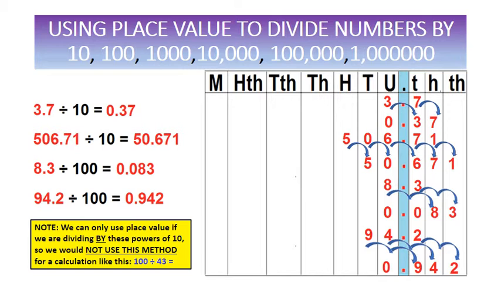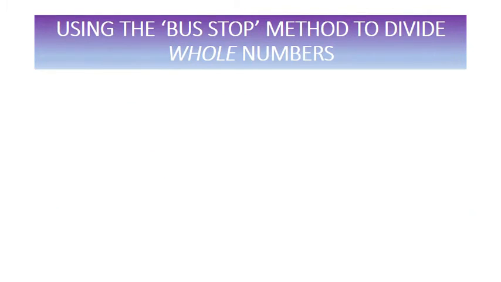There's just one more thing to say here. It's really important that we only use this method if we're dividing by one of these powers of 10. So you would not use it if those numbers are swapped around. For example, 100 divided by 43 is not the same as 43 divided by 100, so we need to look out for that.